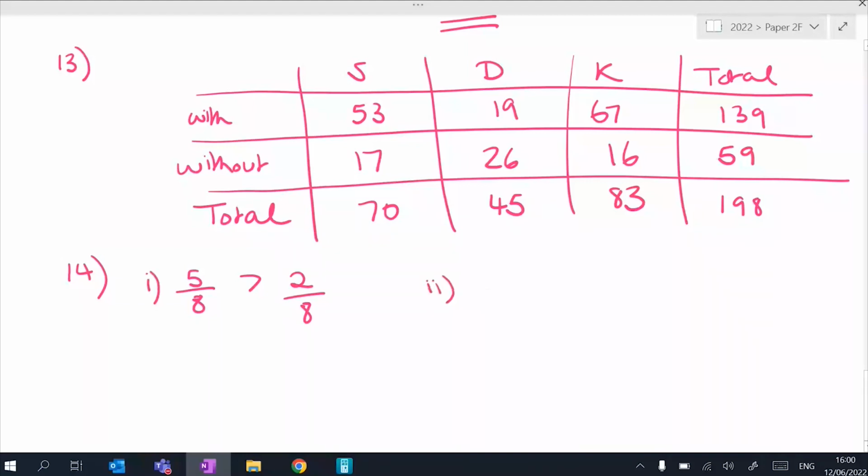For part 2, we've got -2 times -3 is +6. We've got -3 plus 9 is also +6. Okay, so therefore the sign you're going to choose here is equals.